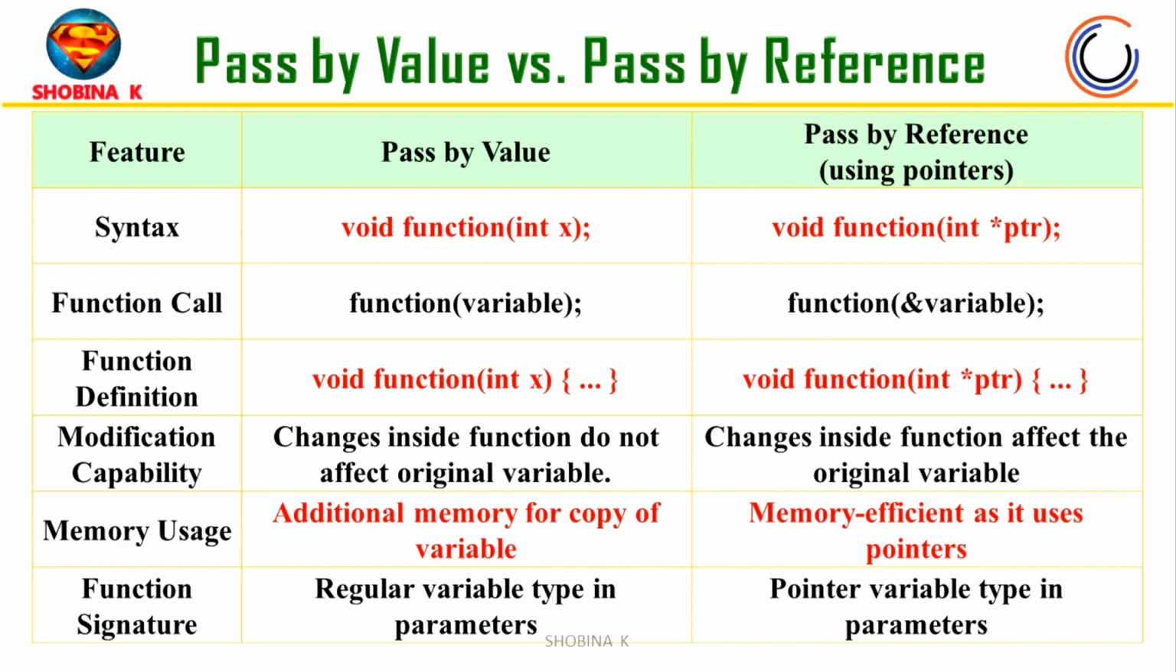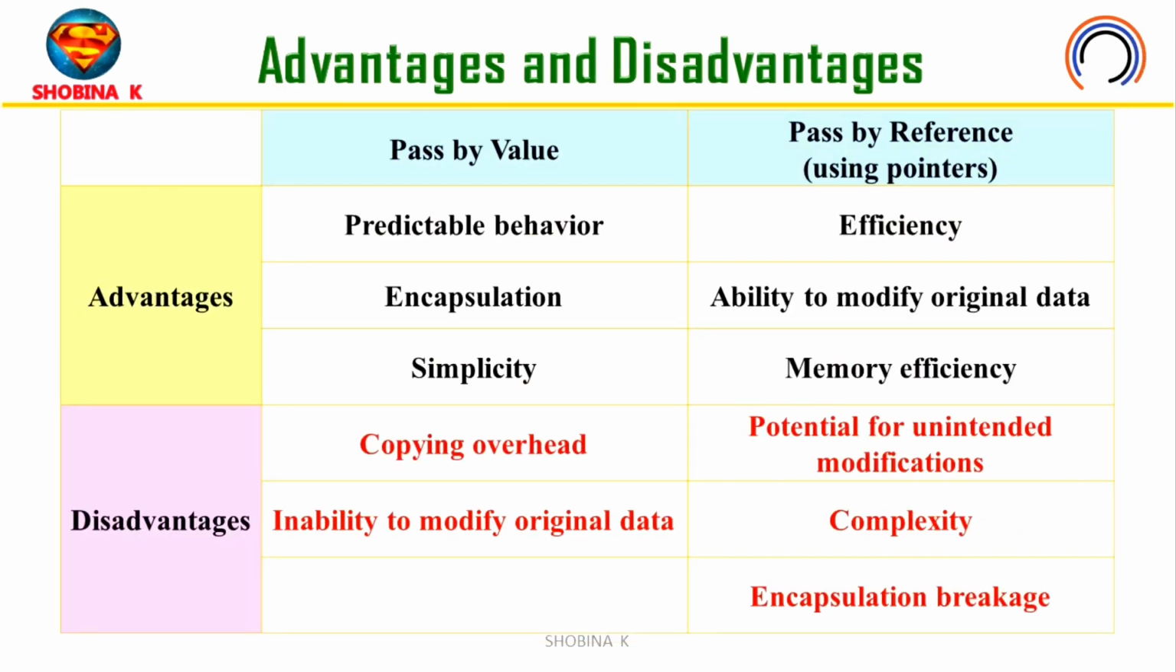Function signature. In pass by value, the function signature indicates the use of regular variable types in parameters. In pass by reference, the function signature indicates the use of pointer variable types in parameters, which allows access to memory addresses. Now let's discuss the advantages and disadvantages of both methods.